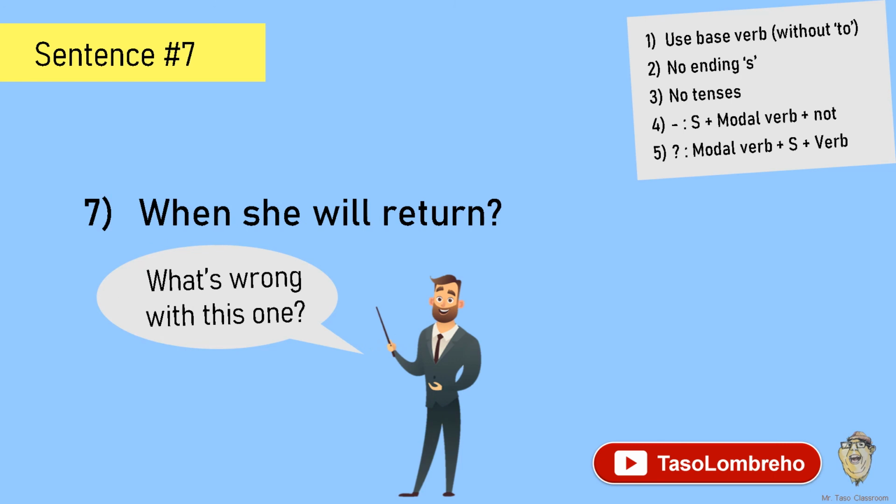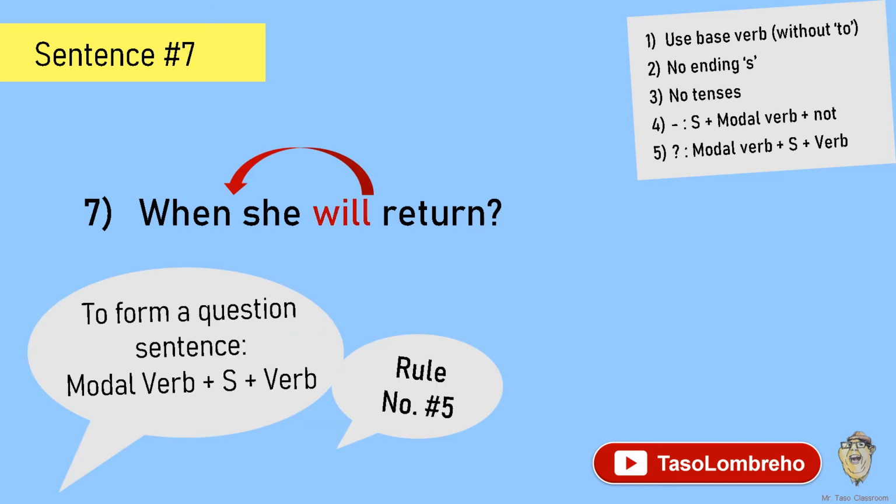Then sentence number 7. When she will return. What's wrong with this one? Yes. Rule number 5. When you want to form a question sentence, modal verb plus subject plus verb. So you need to move will before she. Okay, to form the correct sentence. When will she return?